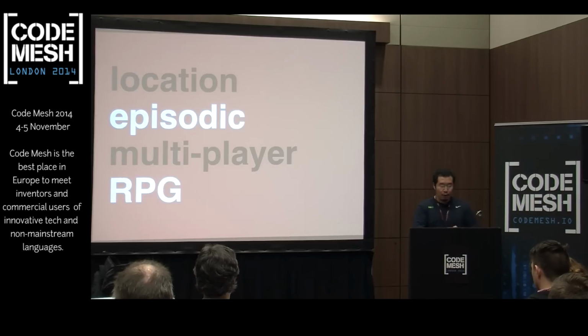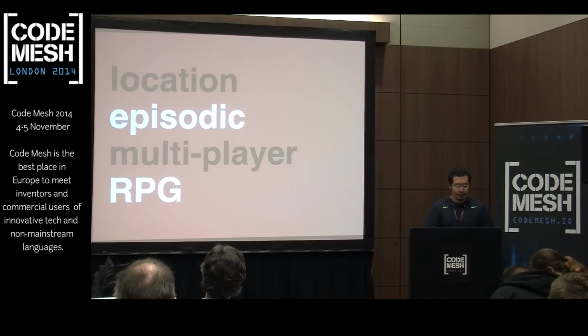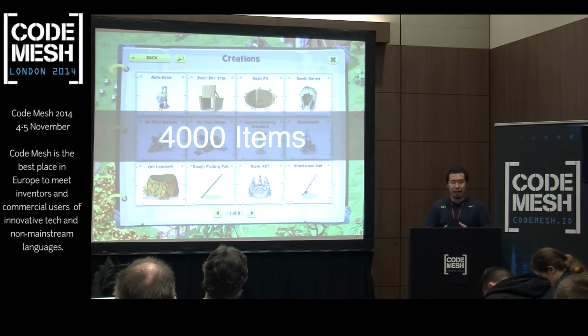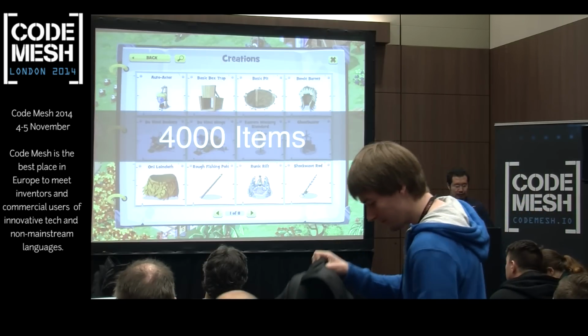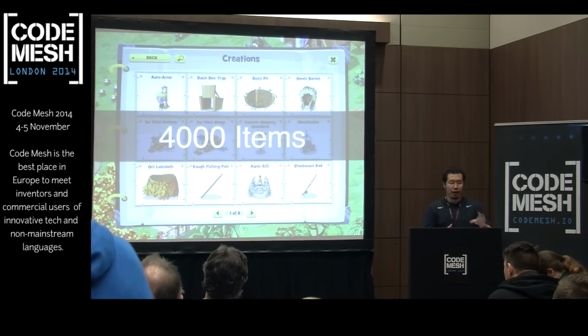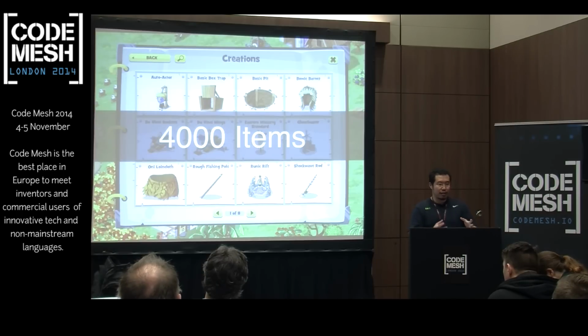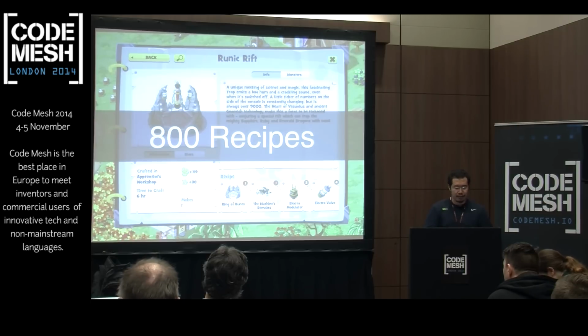Lastly, it's a role-playing game and has many of the same gameplay elements that you are probably familiar with from other RPGs already. And as you travel around the world, you encounter NPCs and you also find items in a number of different ways. There are approximately 4,000 items in the game right now, and the items that you find on your travels and those that you can grow at home can then be combined together to make more interesting and more powerful items using any one of 800 recipes that are in the game.